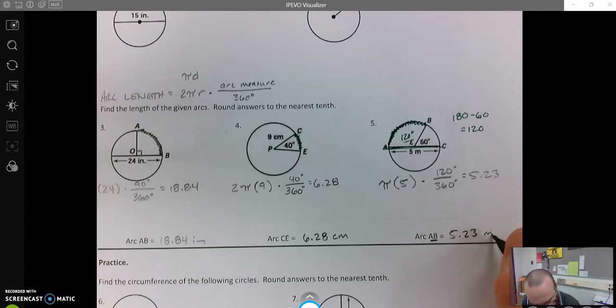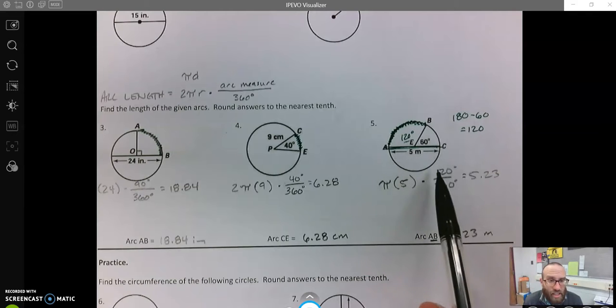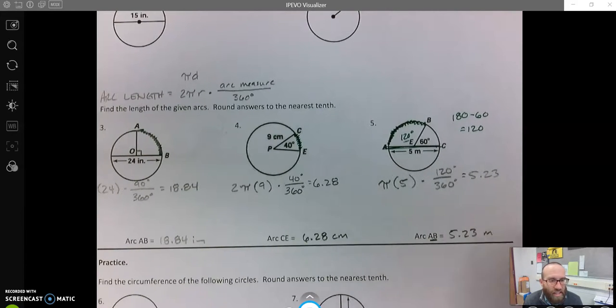5.23 meters. If I wanted to, I could find that for 60. All I'd have to do is change that 120 into a 60. That's the only thing that would change, and I'd be looking at the same problem. Okay? So that's arc length.